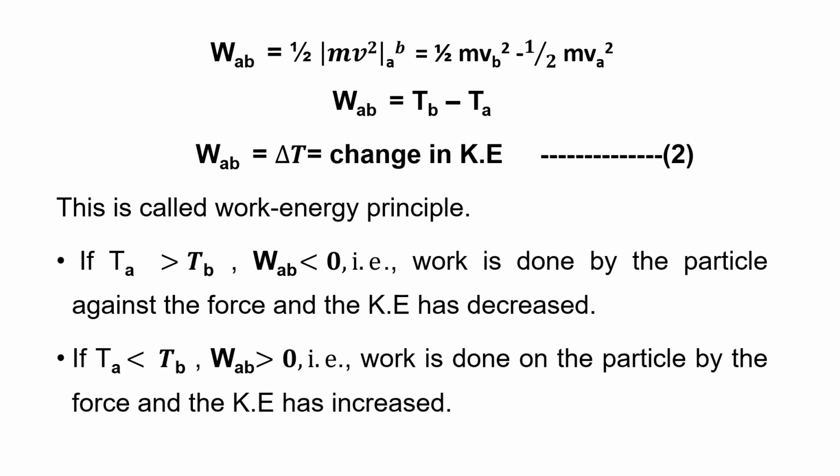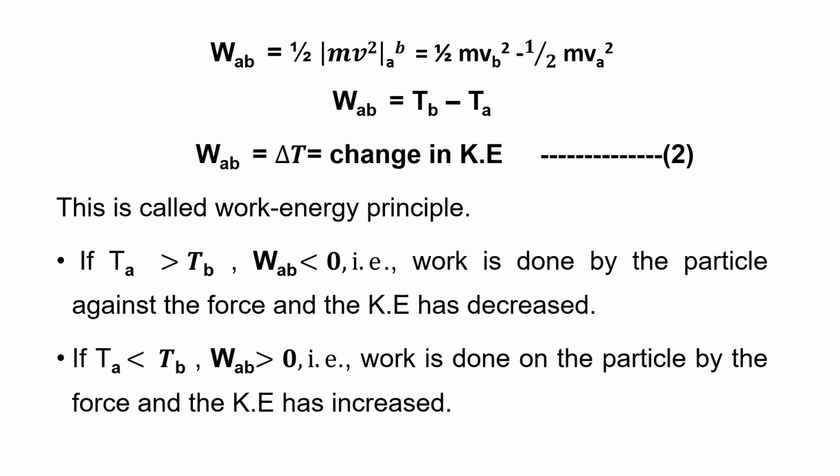Now if the initial kinetic energy T_A is less than the final kinetic energy T_B, here we see that the work done W_AB will be greater than 0. So we see here that work is done on the particle by the force, and the kinetic energy has increased. So this shows the positive work done.